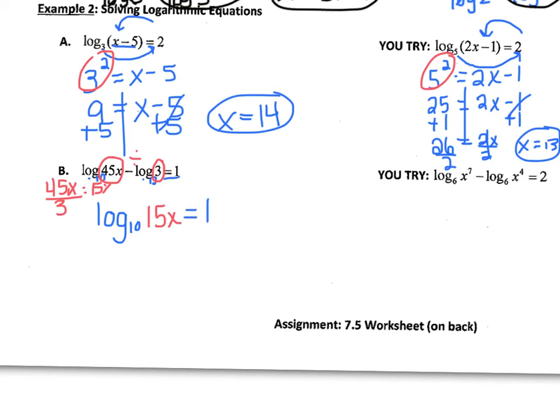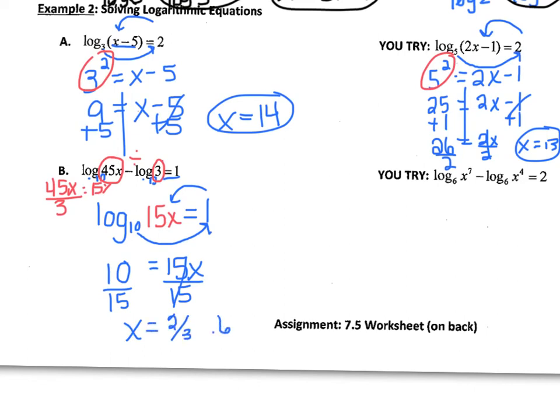Now that we have it written as a single log, we can use the exponential form and just say 10 to the first equals 15x. Well, 10 to the first is just 10. So all we need to do is solve it for x by dividing both sides by 15. And x equals 2/3. Or if you put 0.6 repeating, I would accept that as well.